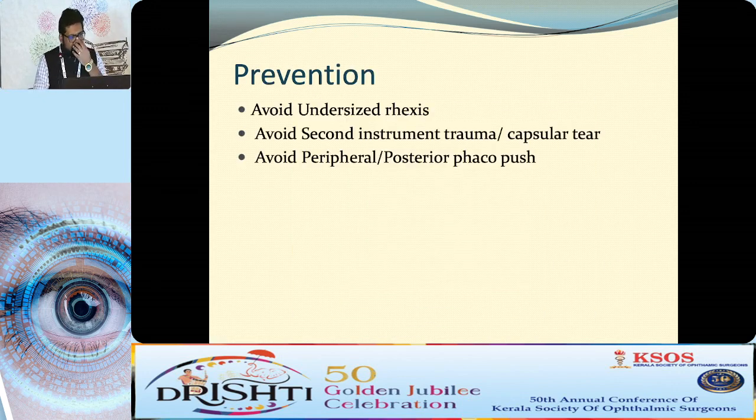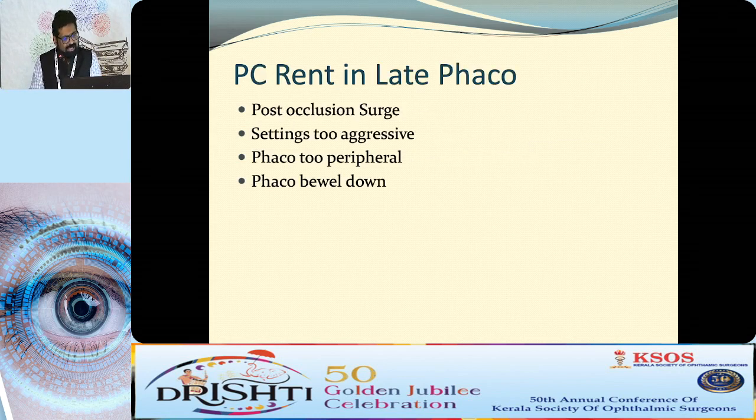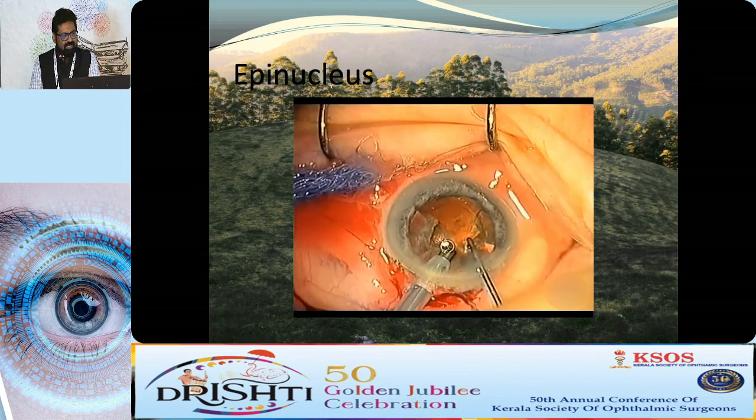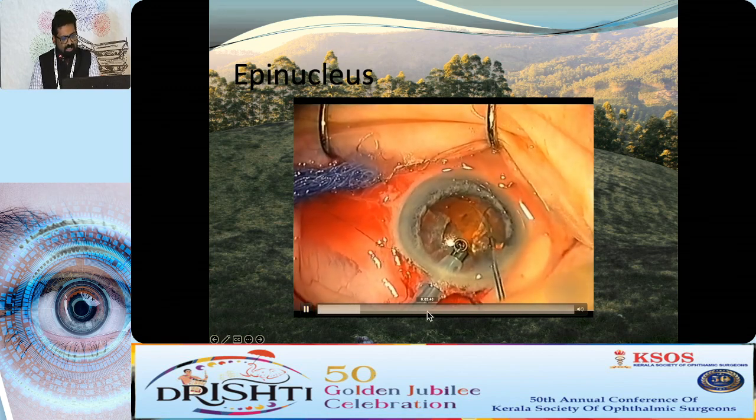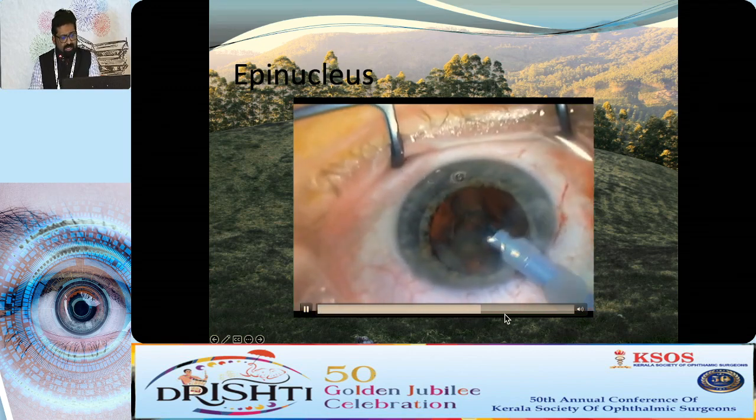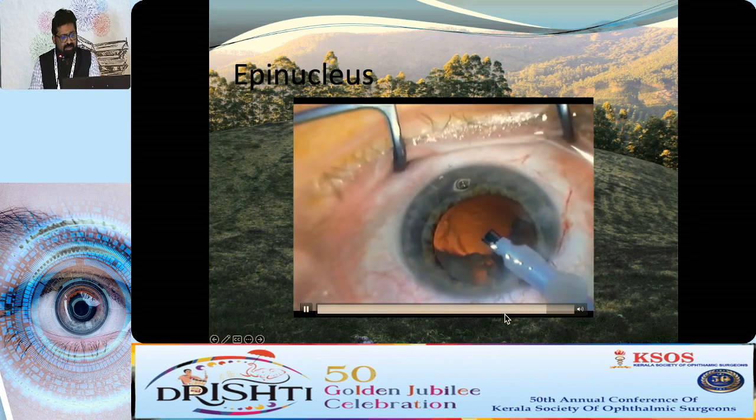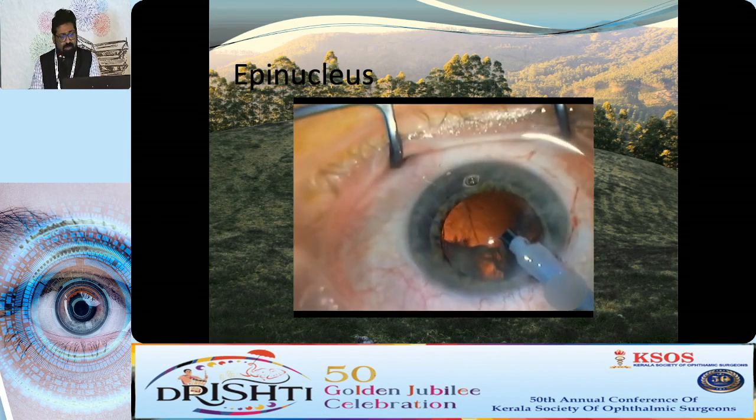And to avoid an undersized rhexis, try preventing a second instrument trauma and avoid peripheral phaco or a phaco push in the periphery. And in late phaco, it is because of your settings, post-occlusion surge, aggressive phaco. You can see the peripheral tear very clearly because there's nothing else. Like in this case, you can see there is a rent which has happened.